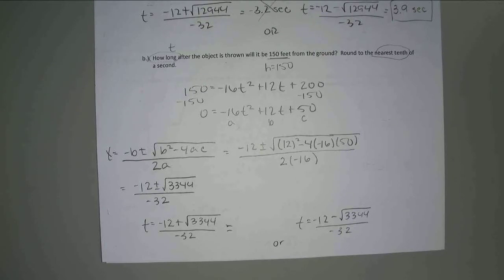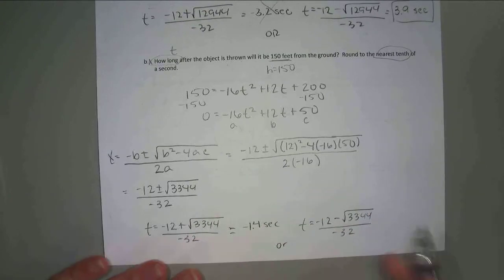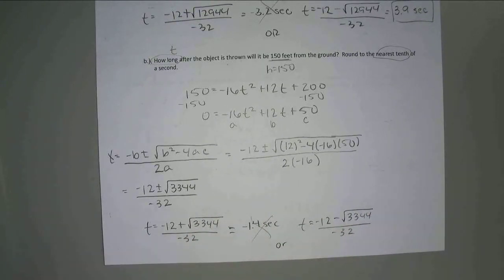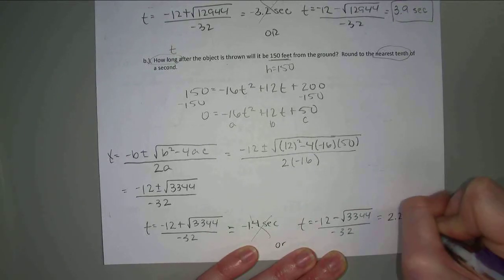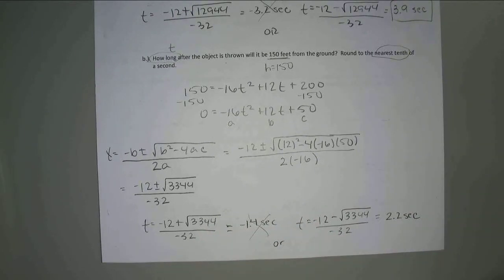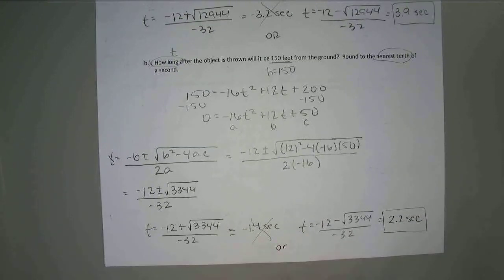So I'll do negative 12 plus the square root of 3344, hit enter, divide by negative 32. I got negative 1.4 seconds. Does that look right? And again, I don't want time to be negative. So negative 12 minus the square root of 3344, hit enter, divide by negative 32. I got positive 2.2. Anybody get that? Is that what you got, Anna? Yeah. Okay. And it should be shorter, right? Because instead of falling the whole distance of the 200-foot cliff, it's only falling 50 feet.